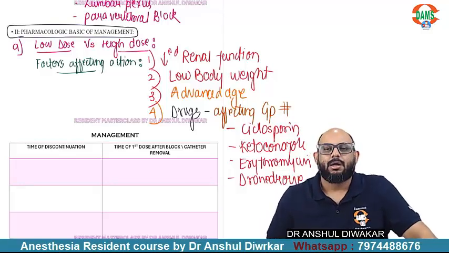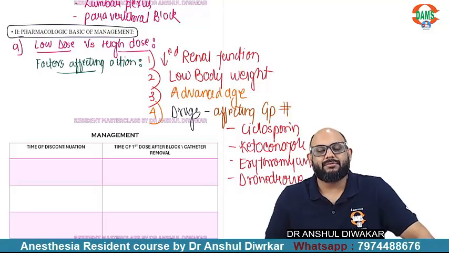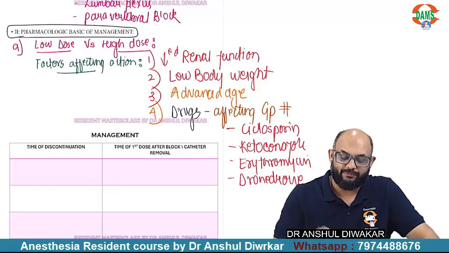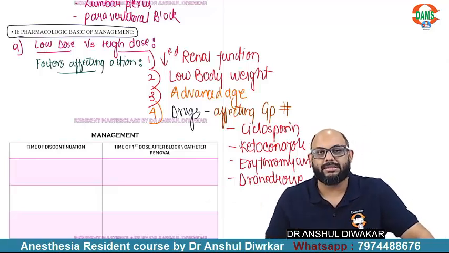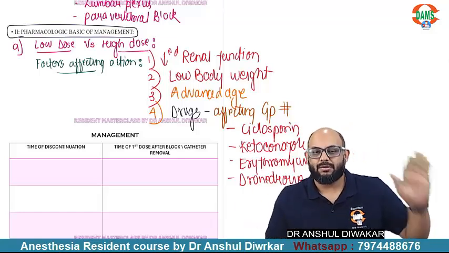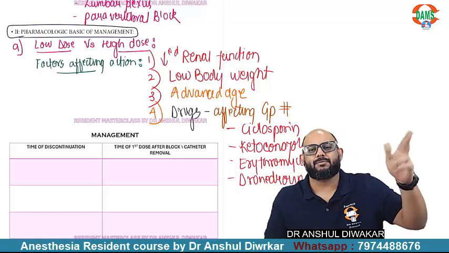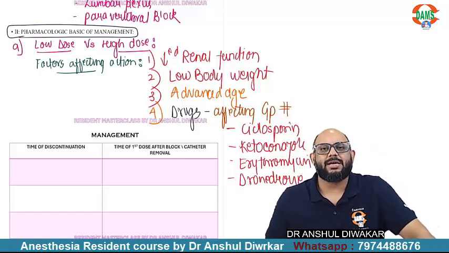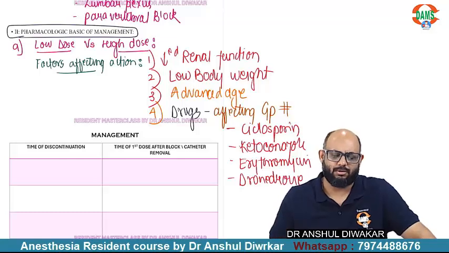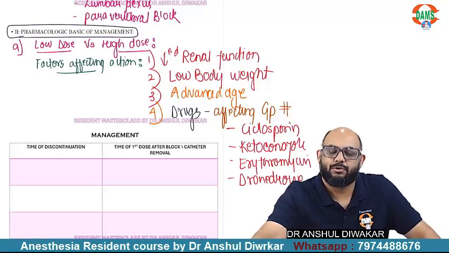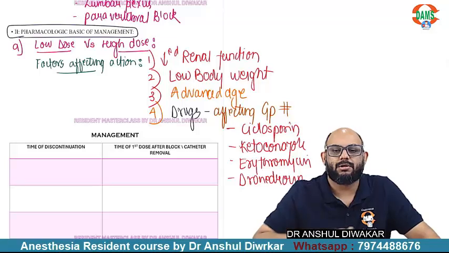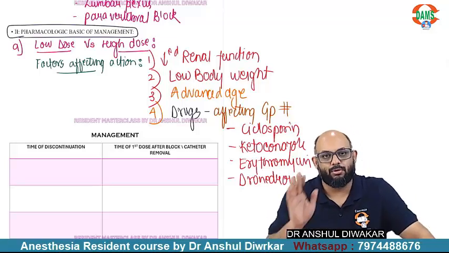Any drug given with the concept of being a low dose can be considered a high dose, and so the duration of stopping should be prolonged, because then the risk of bleeding would be for a longer period of time. These are the things you should consider. The first three are most important: renal function, body weight, advanced age. And in drugs, of course, cyclosporin, ketoconazole is very commonly given, erythromycin is now not used too much, and dronedarone is also not a drug that is used very commonly, right? So this is what you're supposed to look at first.